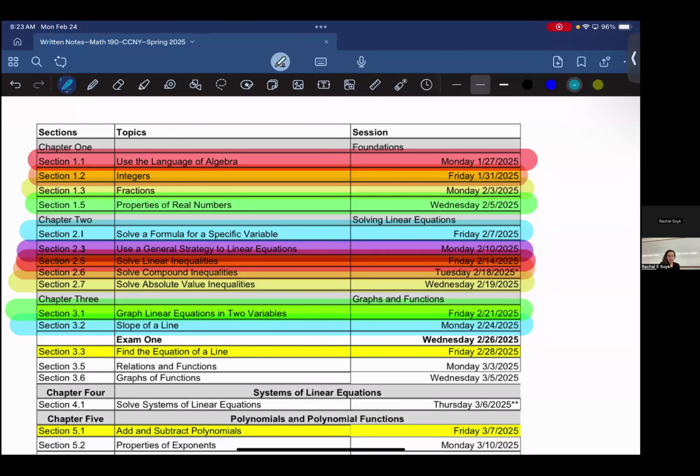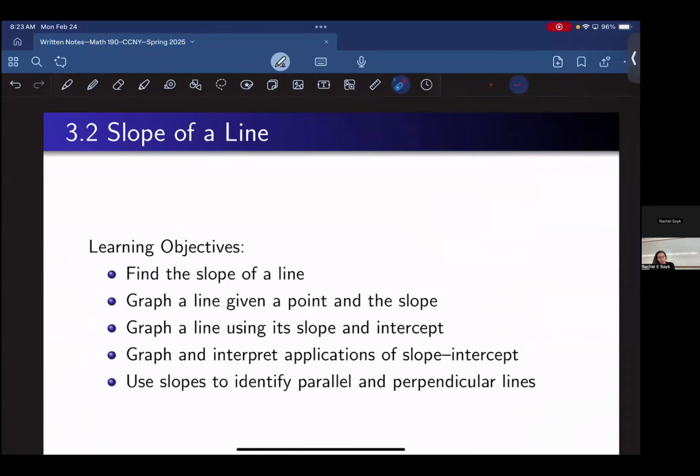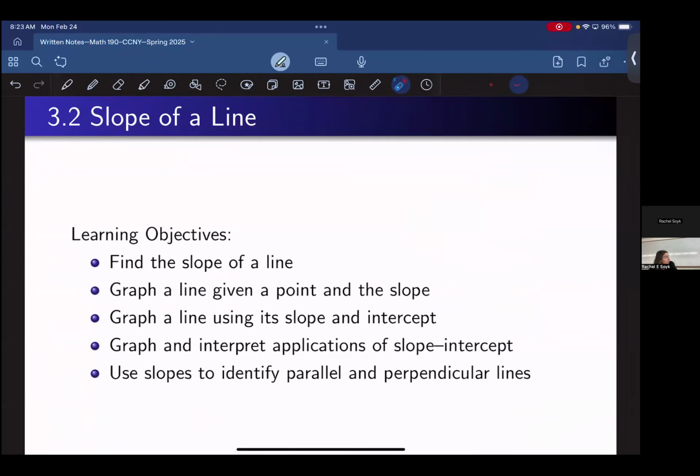Okay, so today we are going to be focusing on our 3.2, which is slope of a line. And our objectives are as follows. We're going to learn how to find the slope of a line, what the definition of a slope is, and why don't we just jump right into it so that you guys have a solid understanding of it.